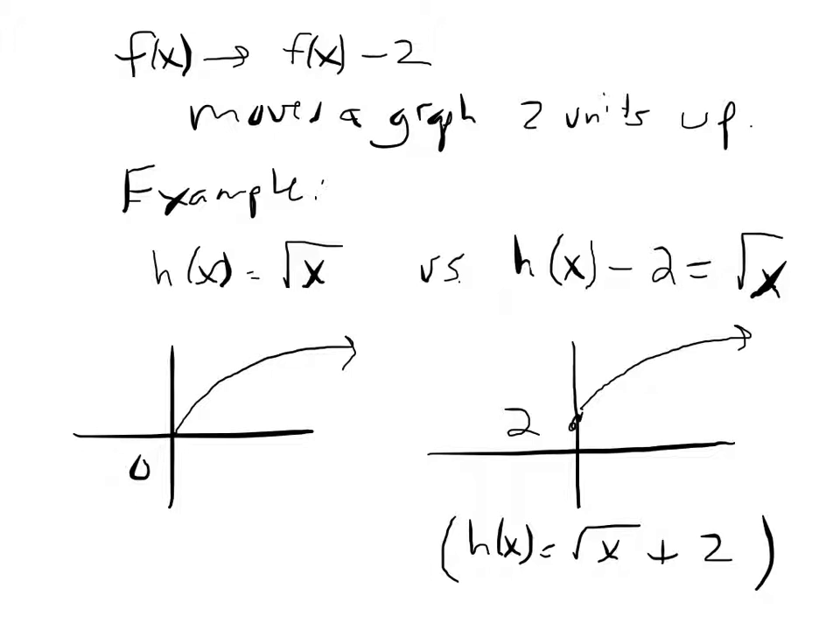So if I replace f of x with f of x minus 2, that's going to move a graph 2 units up. For example, if I look at the square root of x, and I then look at h of x minus 2 equals the square root of x, replacing h of x with h of x minus 2, that's going to move my graph up 2 units. Note that I could do some arithmetic here, move the 2 over to the other side, and that might allow you to see better that h of x equals root x plus 2. Take each output, and you're going to be adding 2 to it. That's going to move it up 2 units. And indeed, that's what we've done.